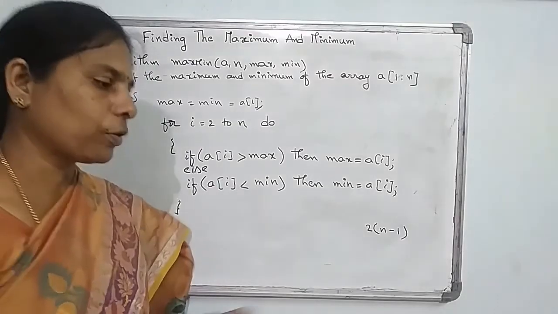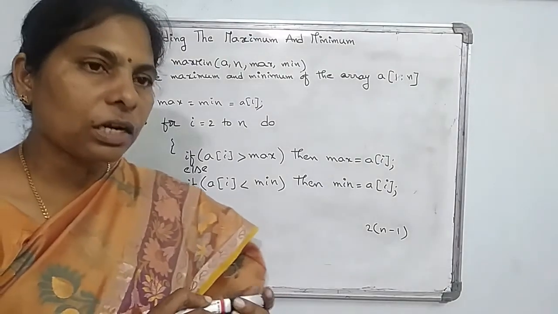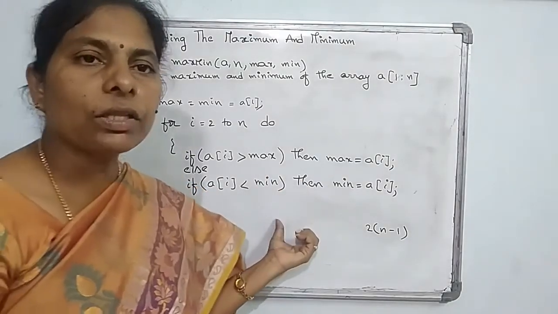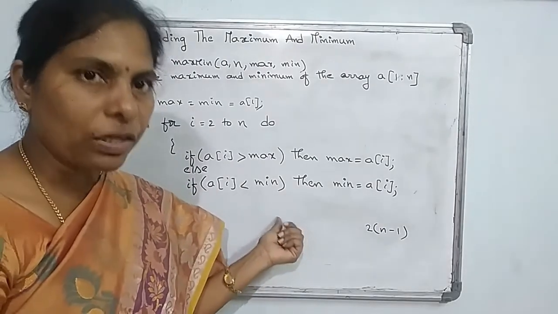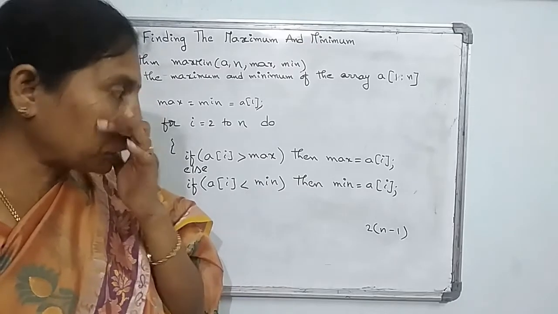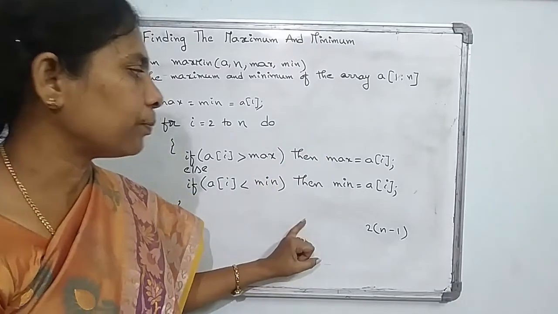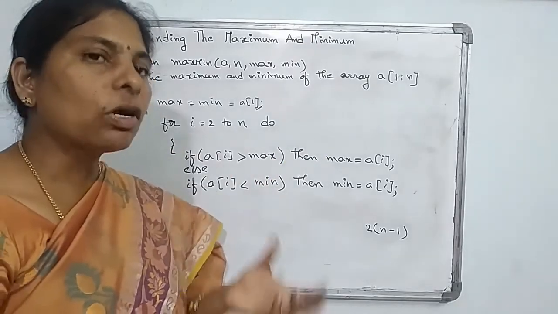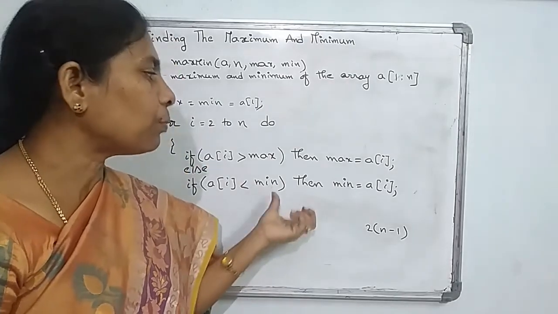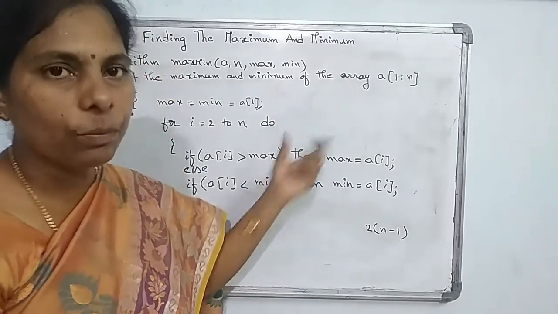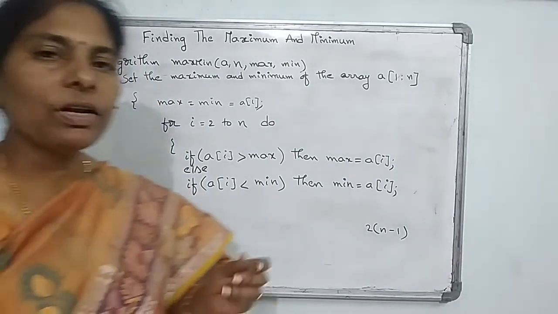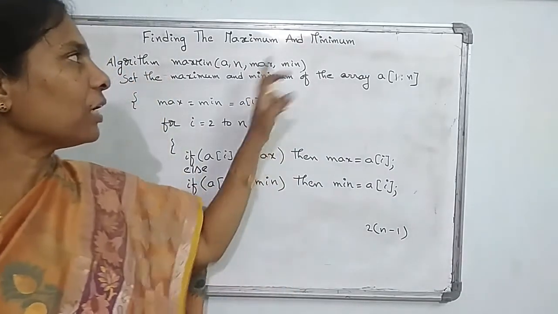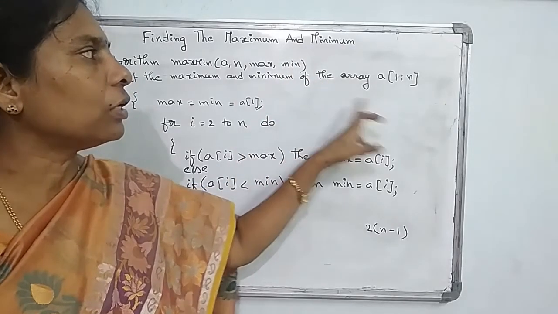But this algorithm is not a divide and conquer approach, and our technique is divide and conquer. So we are not applying any divide and conquer approach here. Now we will discuss how to find the minimum and maximum element within the array using the divide and conquer approach. What comes from the divide and conquer approach? That means the array is divided into two parts.